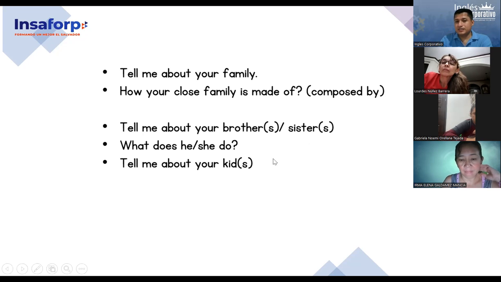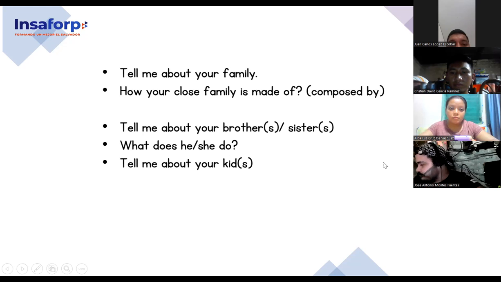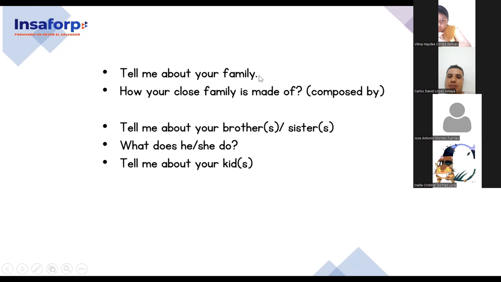Tell me about your brother and sister. What does he or she do? And tell me about your kids, or if you have one. So let's begin with, let me check. Alejandra Maria Mejia. Number one, tell me about your family, Alejandra.